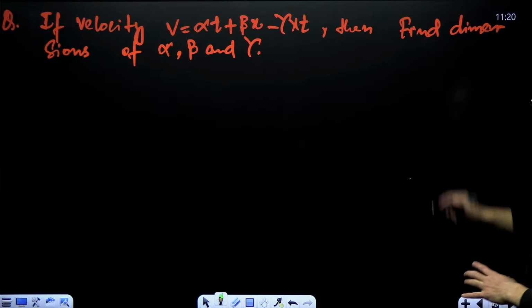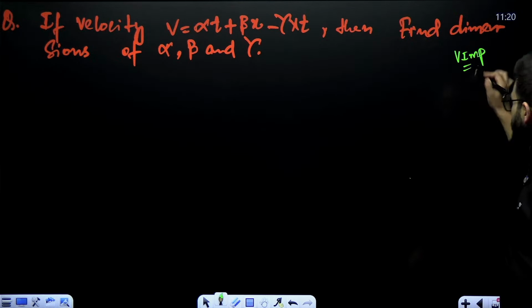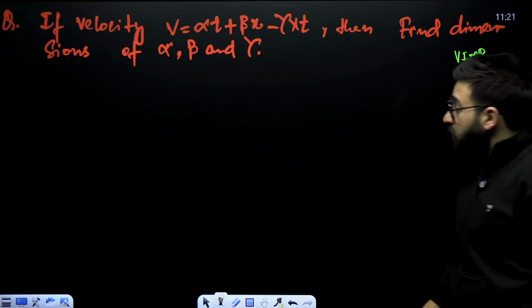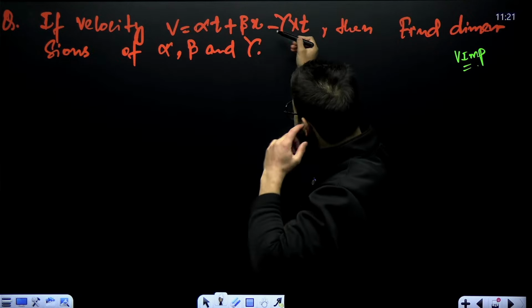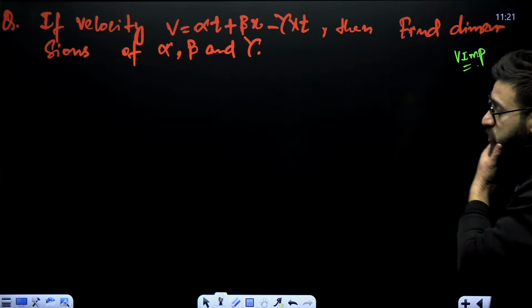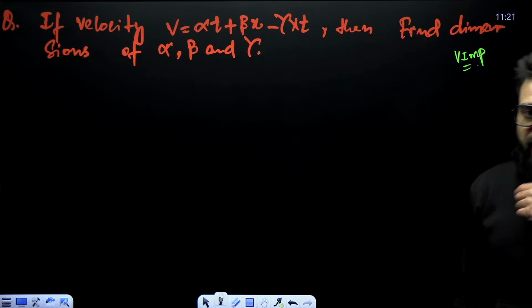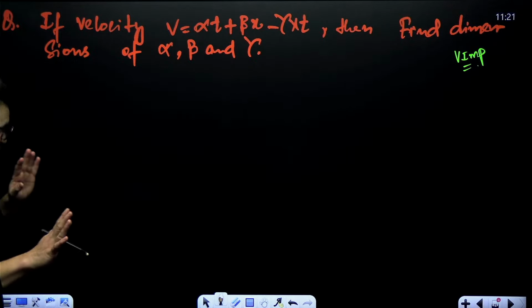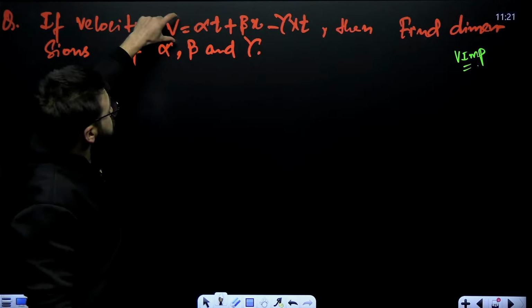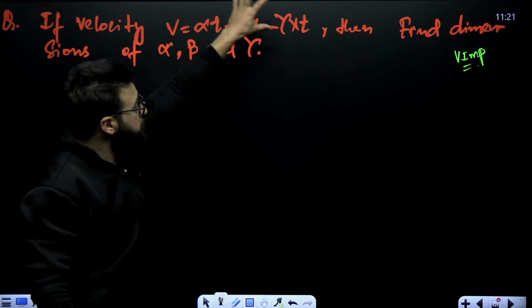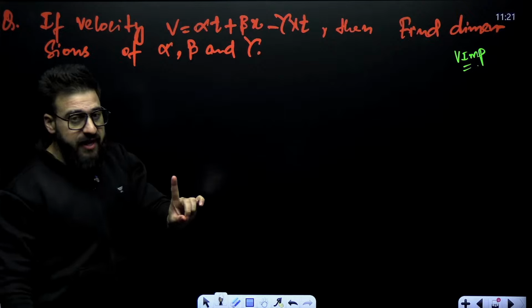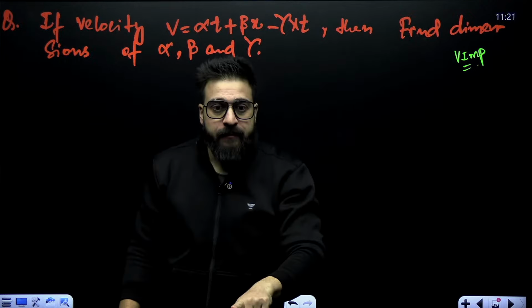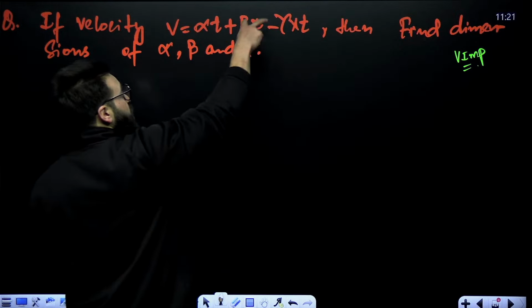Now, guys, this is also important. I would want you guys to solve this particular question also. If velocity v is equal to alpha t plus beta x minus gamma xt, then find the dimensions of alpha, beta, and gamma. Guys, see. The very first thing that I must tell you is, I can say this velocity is equal to this plus this plus this. Two different physical quantities can be only added, subtracted, or equated if they are similar.